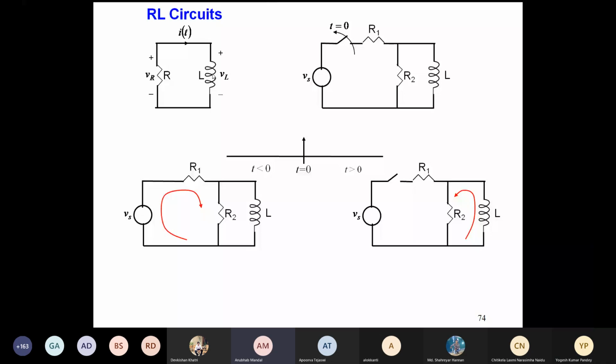Sir, if R2 is replaced by a zero resistance, then will energy be dissipated? No, I think so. No, then it won't be dissipated. That's a short circuit. I think there will be no energy stored in the short circuit.